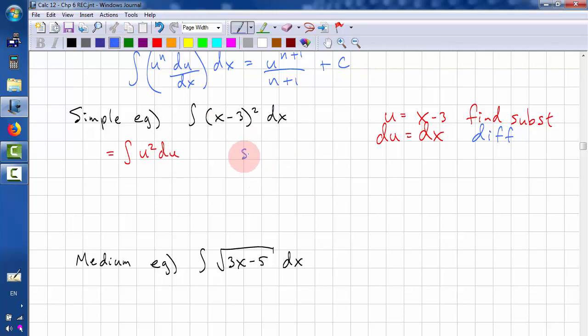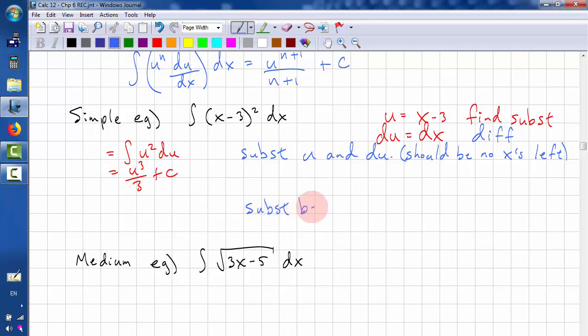So the clue here is to substitute u and du. There should be no x's left. Okay, and there are no x's left. So now we can integrate this. This is u cubed over 3 plus c. Now we substitute it back. So we have x minus 3 cubed over 3 plus c.